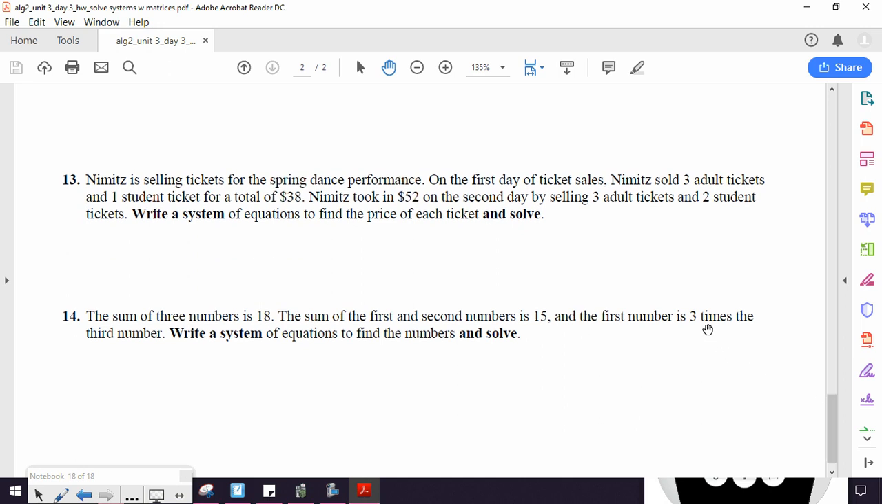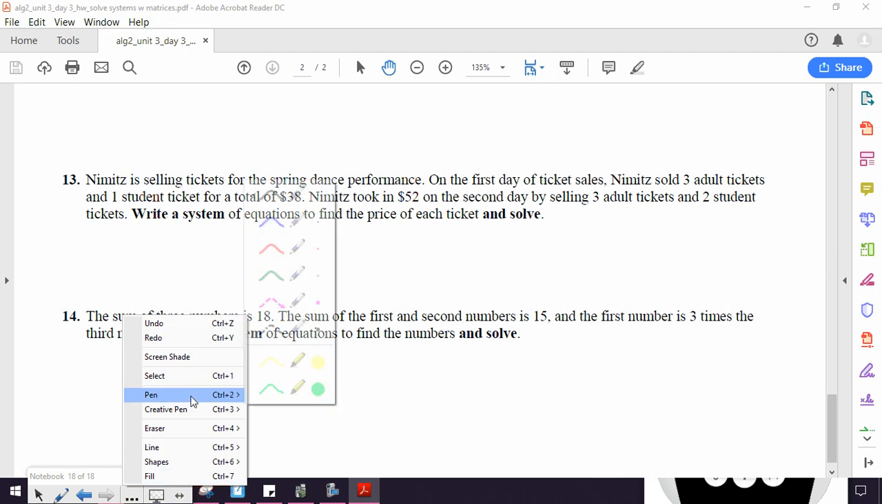So for 13 and 14, you're going to take the description and write your system and solve your system. You can solve your system using matrices, substitution, elimination, graphing, whatever your heart desires. You've learned 4 methods so far. Nimitz is selling tickets for the spring dance performance. On the first day of ticket sales, Nimitz sold 3 adult tickets and 1 student ticket for a total of $38. Nimitz took in $52 on the second day by selling 3 adult tickets and 2 student tickets.